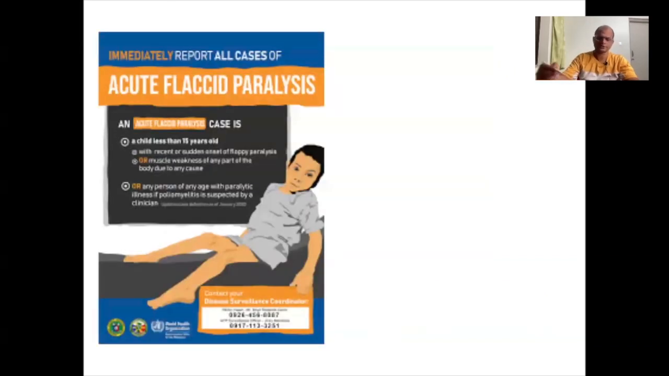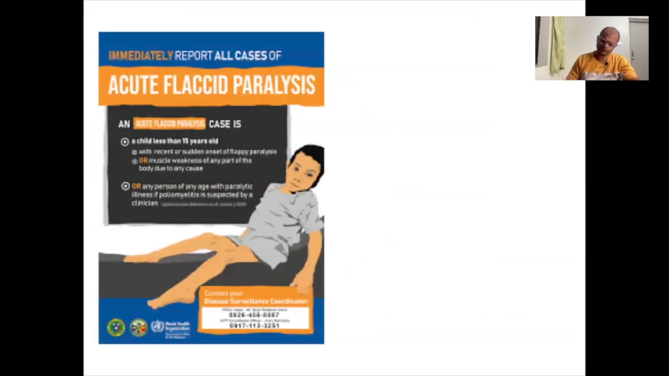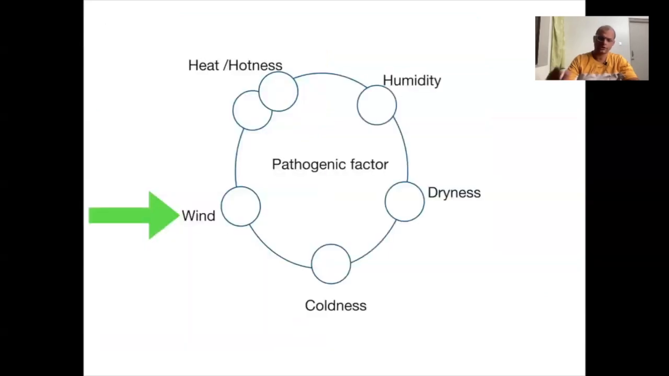Okay. So we can see this is the flaccid condition. Flaccid condition means lunju-punju, everything lunju-punju. Now, in the TCM, it has been explained there are many pathogenic factors are creating the disease.